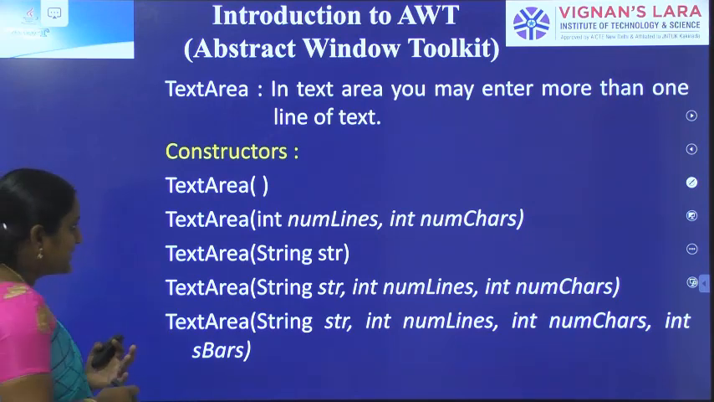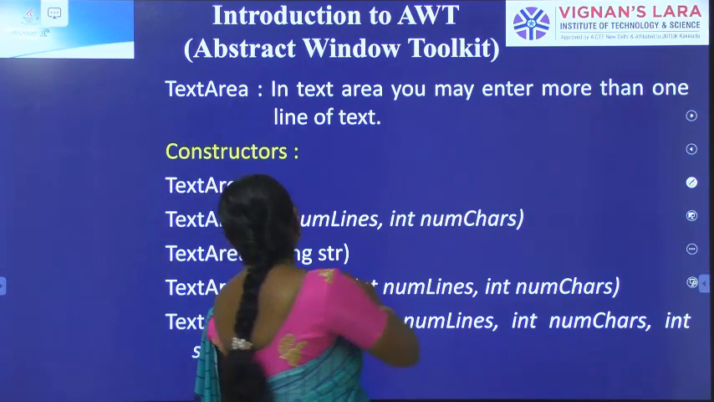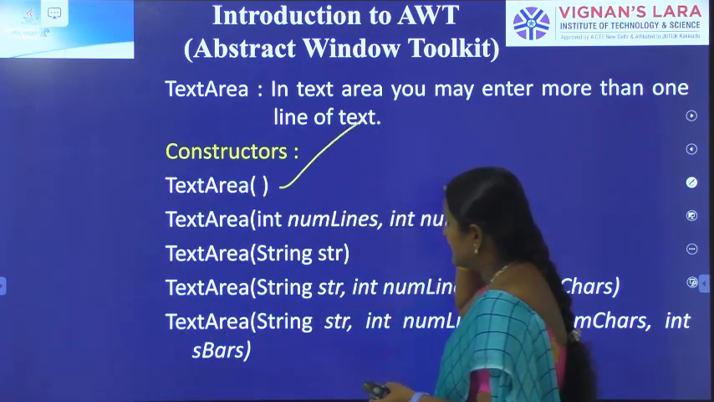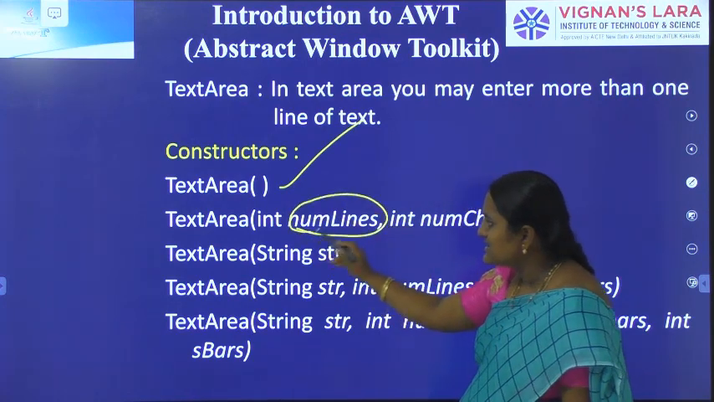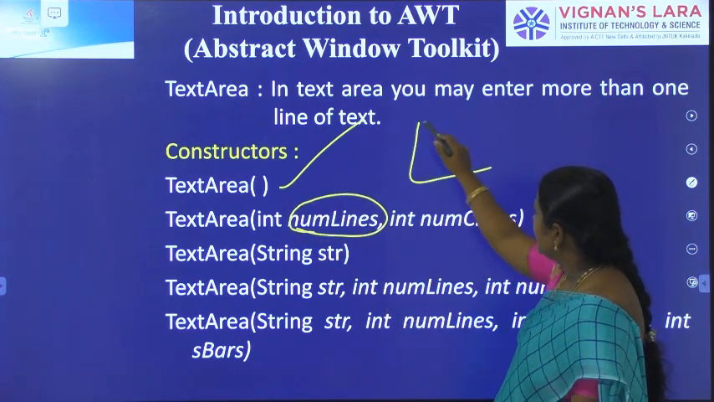Let us look into the constructors. What are the constructors? The first one is TextArea. It is a default constructor. Next to TextArea is int numLines. Here number of lines indicates how many lines there are in a text area.